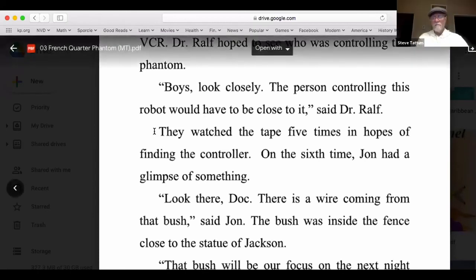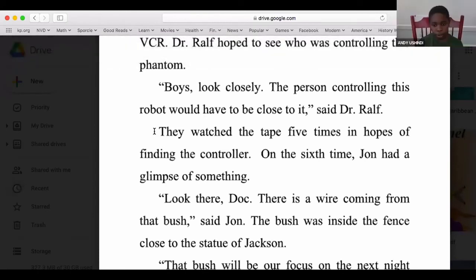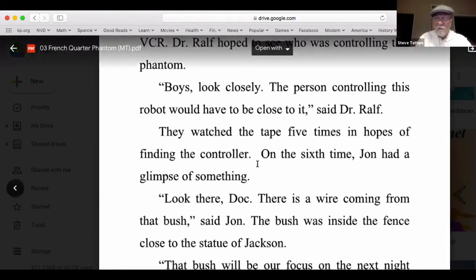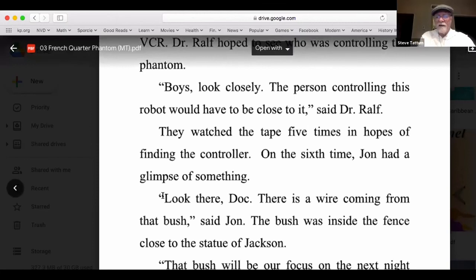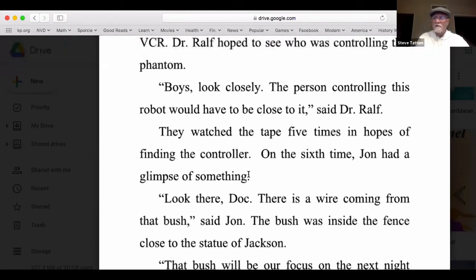Ralph. Your turn. They watched the tape 5 times in hope of finding the controller. On the 6th time, John had a glimpse of something. Look. Hold on. Now remember to use your marker here, but you read so well. It's okay. Now, what does a period mean? Oh, to pause. Yeah. See, you went, John had a glimpse of something. Look. Well, you always want to pause for like the count of 2 with a period. This is a whole separate thought.